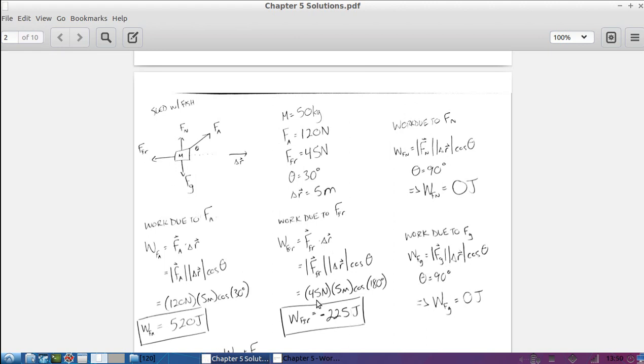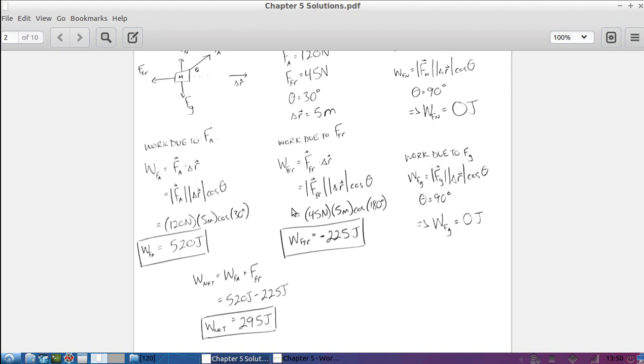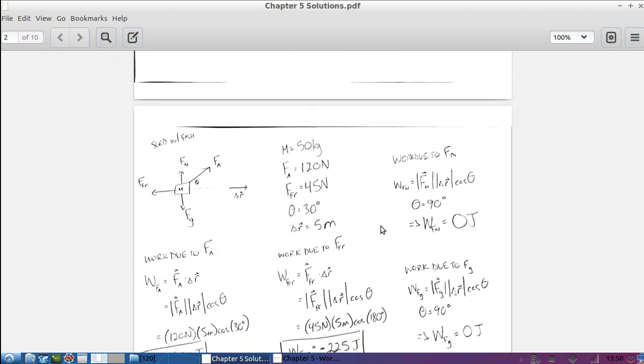I've got the magnitude of the friction force given to me. If you're not given this, you'll be given a coefficient, and you'll be able to solve for the normal force. But we're just given the value of the friction force now, which is nice. Magnitude of the friction force, magnitude of the displacement, angle between them. Friction force is in that direction, delta R is in the opposite direction. So the angle between them is 180, cosine of 180 is -1. Again, like I said before, friction is doing negative work. So negative 225 joules.